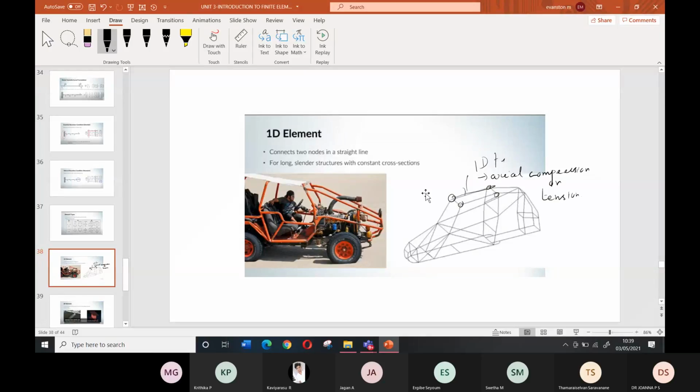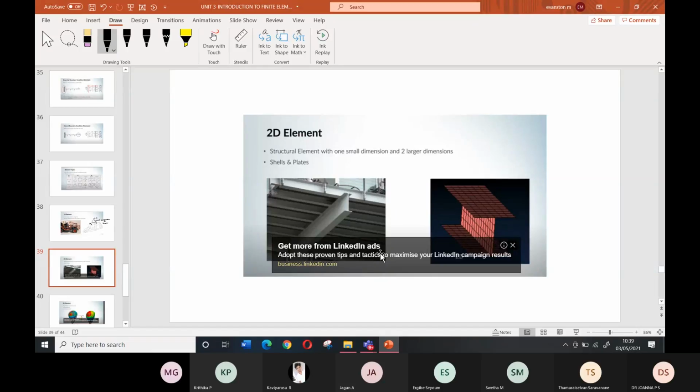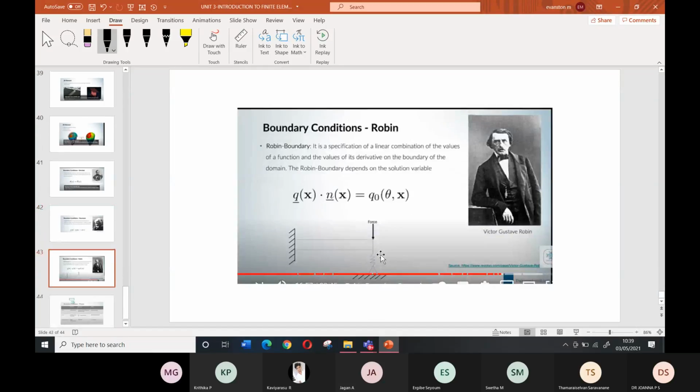Okay. So what is the difference between the 1D element and the 2D element? In a 1D element, you can only find out the axial compression. If it's a 2D element, you can find out the other things, that is the displacement and the rotations also. So that's the meaning of that. So that's all.